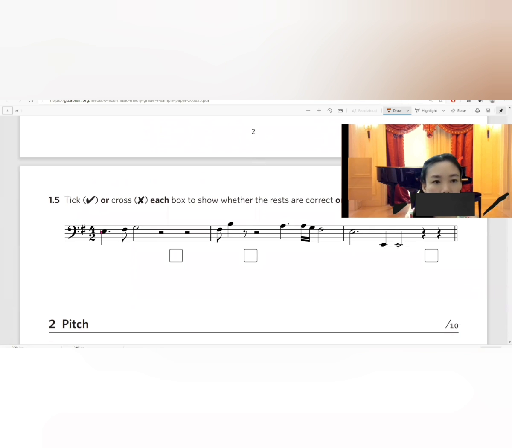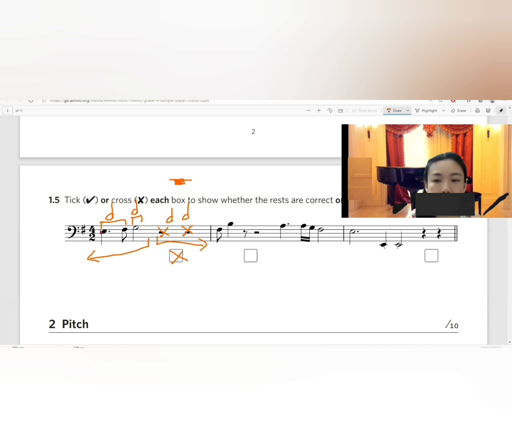Tick or cross to show whether the rests are correct or incorrect. First of all, this is 4/2 time, which means you need to group them into 4 minims. So 1.5 plus half is 1 minim. The next one is another minim. So in 4/2 time, you need to group them into first half and second half. If the first half has 2 minims, the second half also has 2 minims, but the second half is totally silent. When the second half is totally silent, you cannot separate them. You should put just 1 semibreve rest.